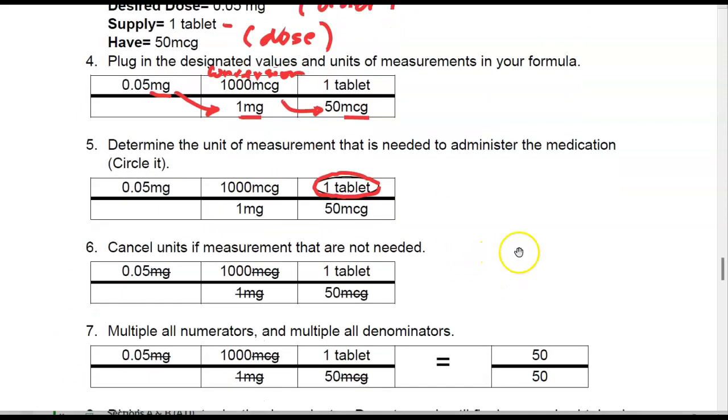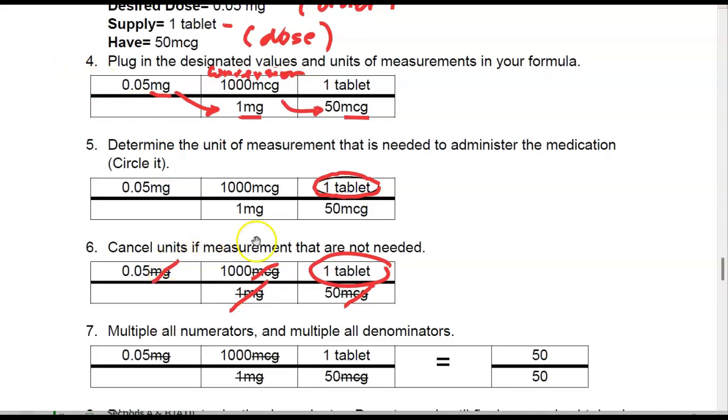Step number 6, this is the time when we cancel the units of measurement that we don't need. Again, as we talked about earlier, we converted the milligram to microgram. So we cancel this out. These two cancel each other out, and then this one will cancel. So micrograms will cancel this one too. So the only thing left is our tablet.